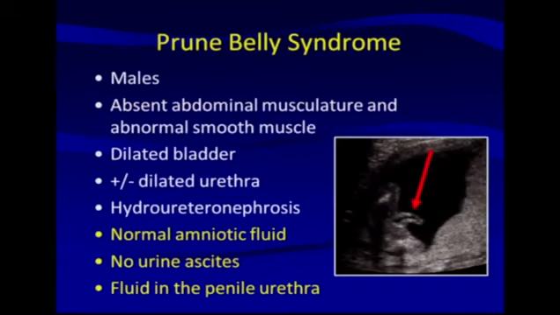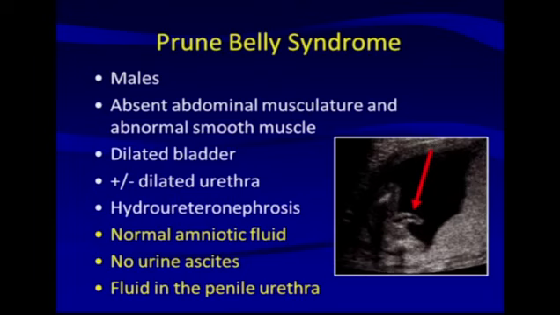Now, prune belly also occurs in males, and this is due to absent abdominal musculature and abnormal smooth muscle. And because of this, the bladder will dilate. You'll see hydroureteronephrosis, just like in posterior urethral valves. But unlike posterior urethral valves, there'll be a normal amount of amniotic fluid. There'll be no urine ascites, because this is a functional abnormality, not a mechanical obstruction.